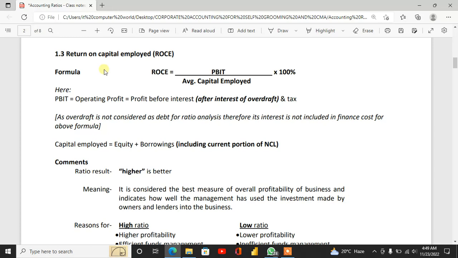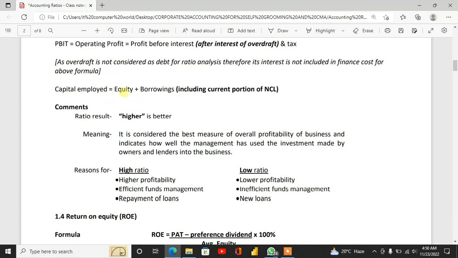The third ratio in the profitability ratios, the performance ratios, is return on capital employed. Profit before interest and tax, PBIT, divided by average capital employed multiplied by 100%. What is PBIT? Operating profit, that is, profit before interest and tax. As overdraft is not considered a debt for ratio analysis, interest on overdraft is not included in the finance cost for the above formula.